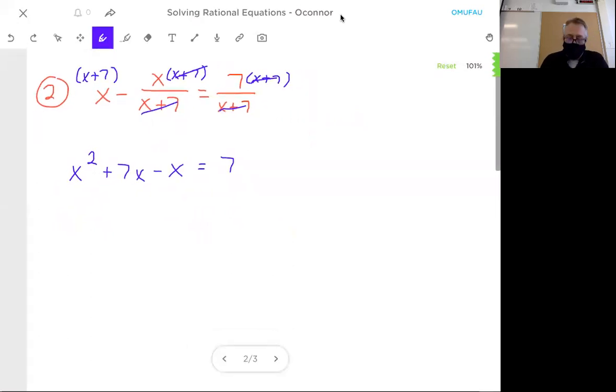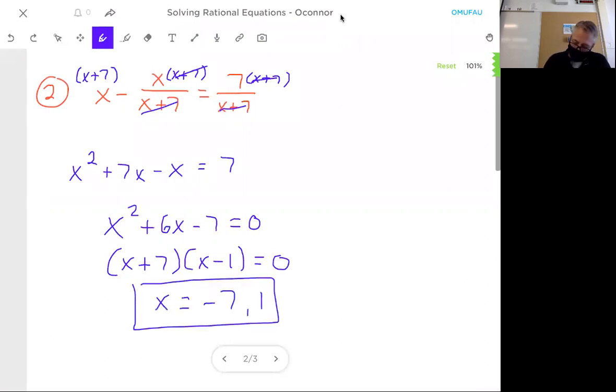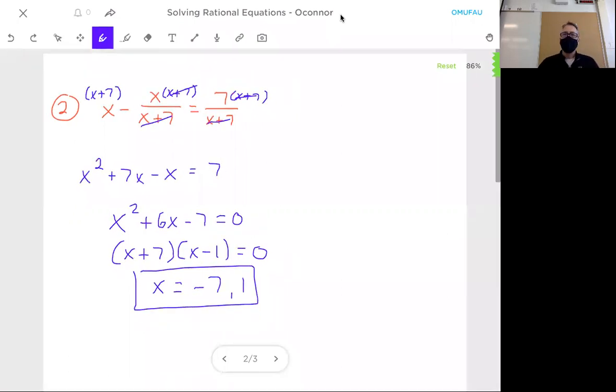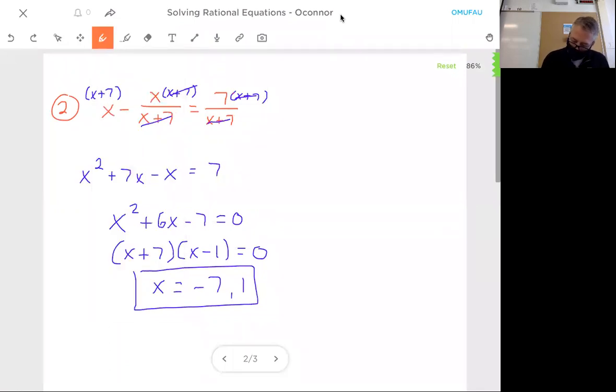So now I got to get everything on one side. I got x squared plus 6x minus 7 equals 0. And I think that thing is going to factor into x plus 7 times x minus 1. And so our solutions are negative 7 and positive 1. But I know somebody at home is saying, wait a second, don't forget to cross off that extraneous solution. Negative 7 is extraneous because that would give us 0 in the denominator.